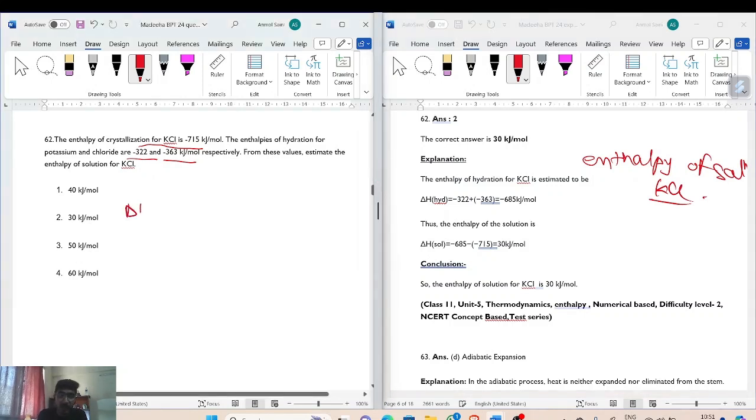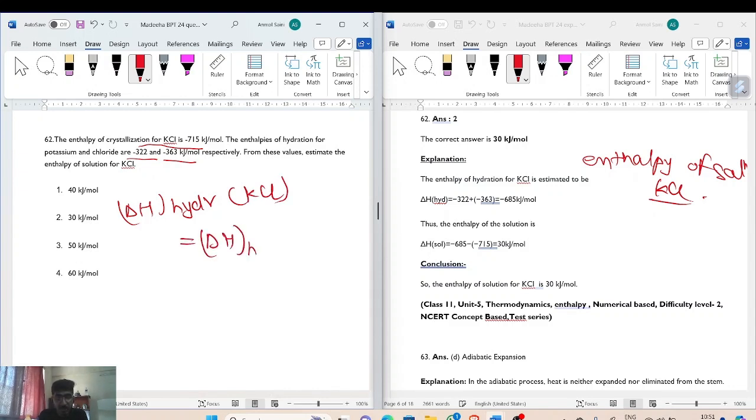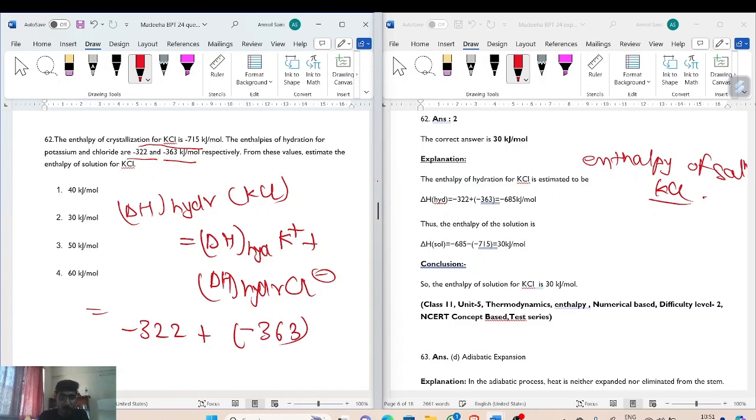Delta H hydration enthalpy for KCl will be equal to delta H hydration of K positive plus delta H hydration of Cl minus. The hydration enthalpy of potassium is minus 322 and for chlorine is minus 363. So minus 322 plus minus 363 will be equal to minus 685 kilojoule per mole.